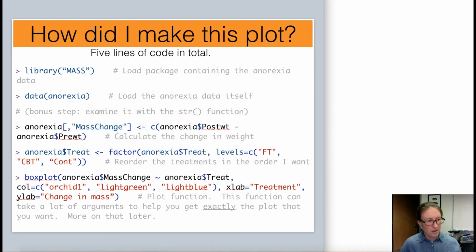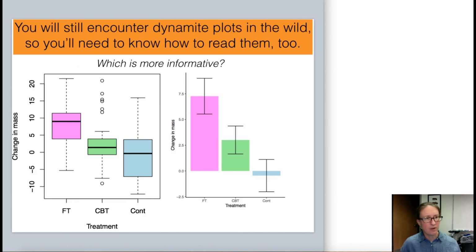Okay, so that's your first plot in R. You're still going to wind up encountering dynamite plots in the wild, so it will be useful to know how to read those as well. But just for the sake of illustration, here again is that box plot I just created, and here is the equivalent dynamite plot. If you take a look at these, you may be able to reach your own conclusion about which of these is more informative about the underlying data.